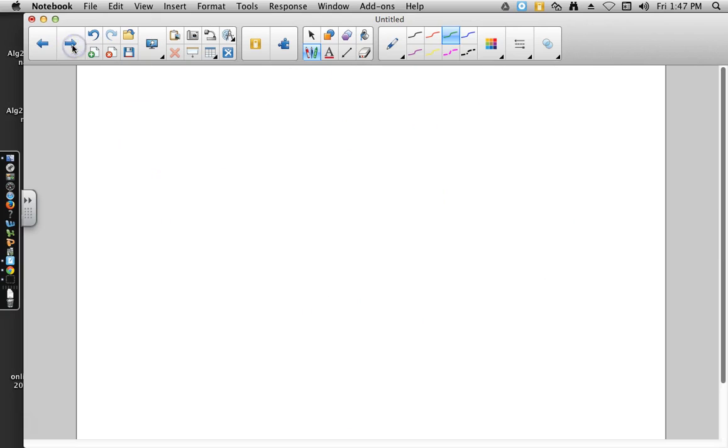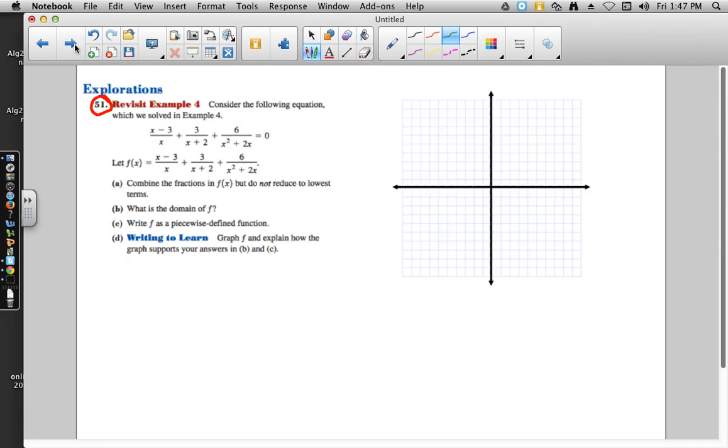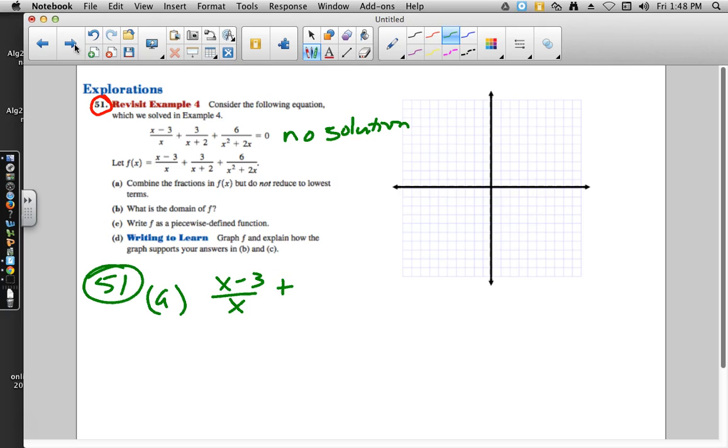Number 51 was another one that you had asked for, and it said, consider the equation which we solved in example 4. So for 51, if we went back and looked at what we solved, we found out this had no solution. Now for part A, it says, instead of having it equal 0, just think of it as a fraction that we have to combine.